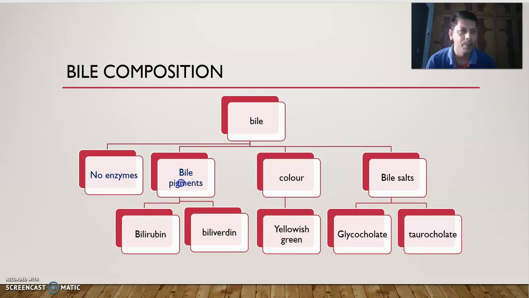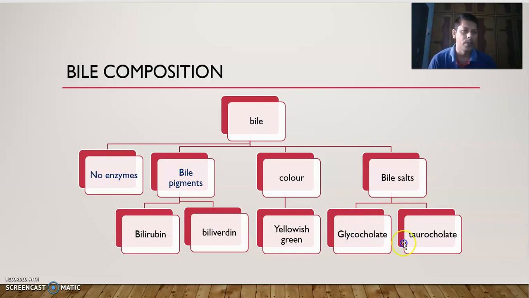Bile has bile pigments. What are the bile pigments? Bilirubin and biliverdin. How are they formed? I will discuss it later. Next, the color of the bile is yellowish green. What are the salts present in bile? Salts are very important. They help in emulsification of fats. They also help in the activation of lipases. What are the bile salts?